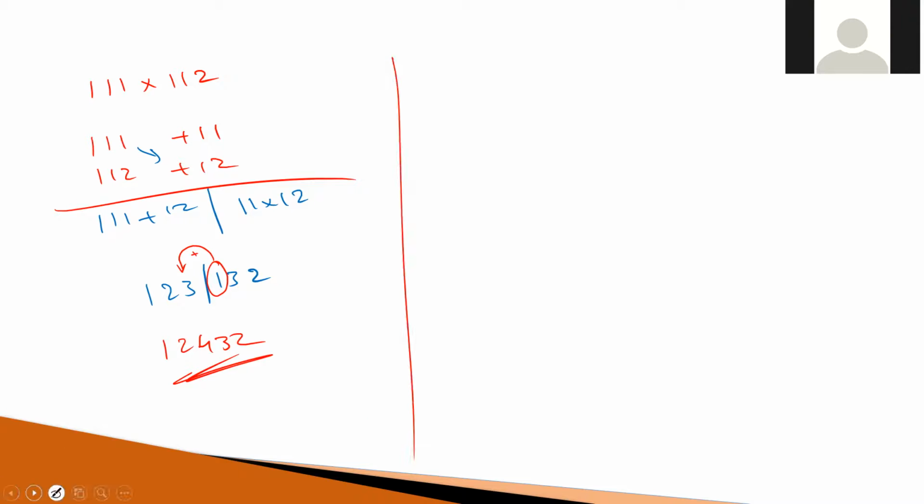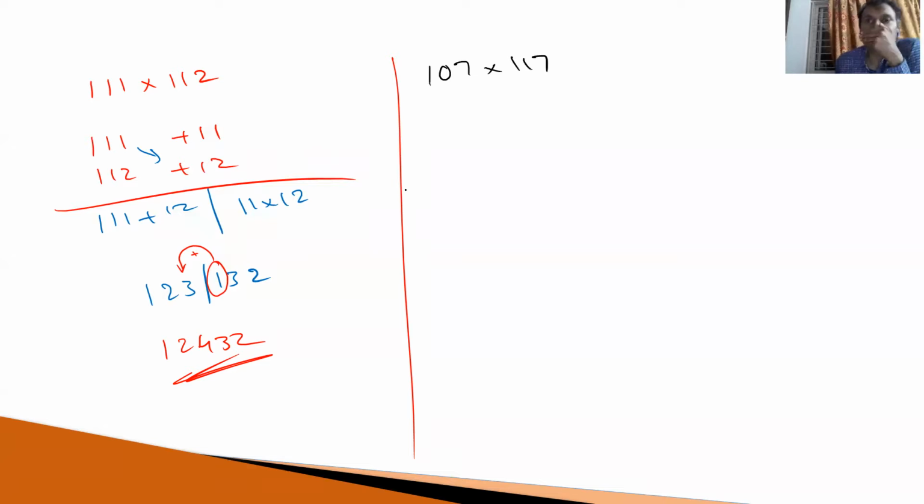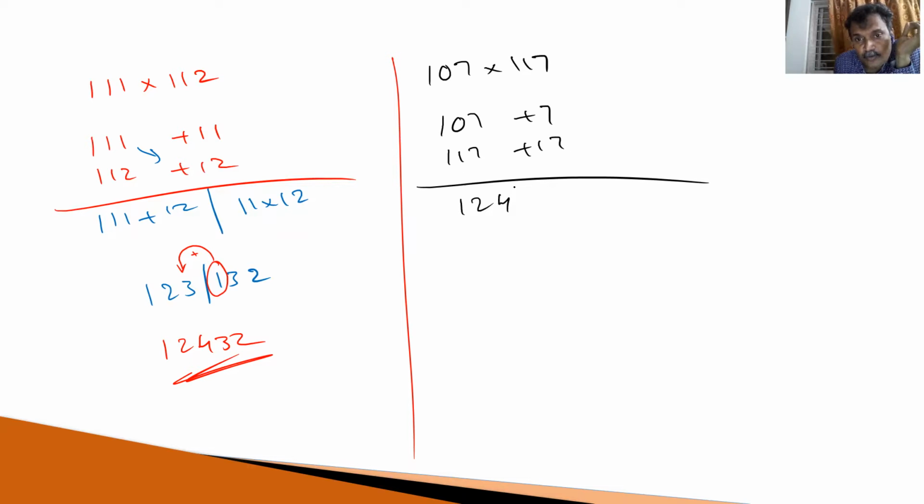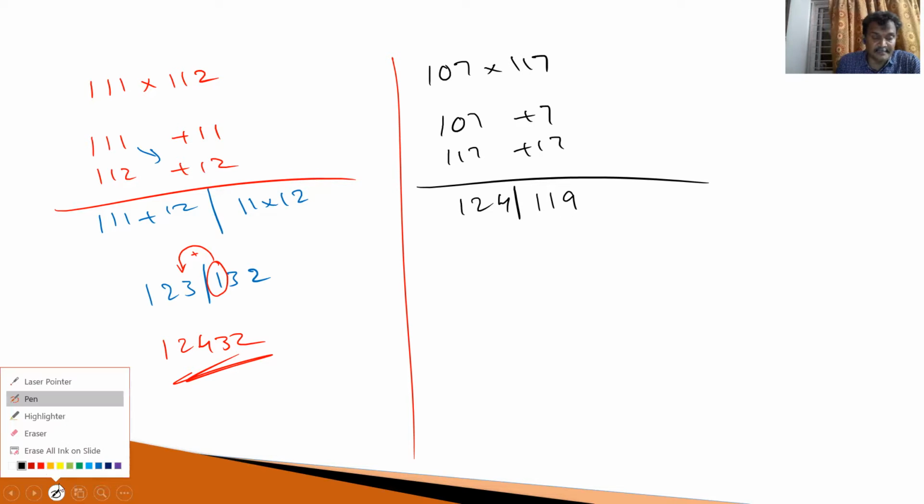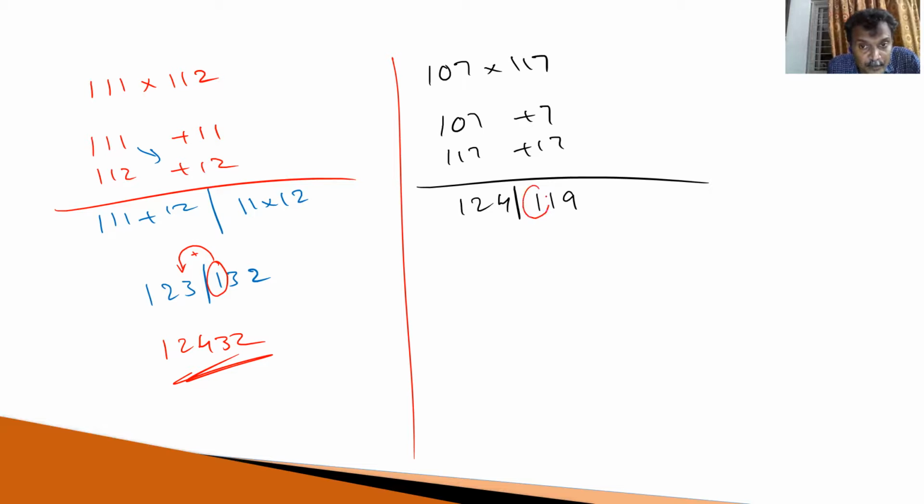Suppose next example, 107 into 117. Let us take. 107 plus 7, 117 plus 17. What is the sum? 124. What is 7 17s? This is equal to 119. What is the base? Base equal to 100. Only 2 digits must be required. But here, how many digits are there? 3 digits. Now, what should we do? Just add this one to this number. So, what is the answer? The answer is 12519, which is the required answer. That's it.